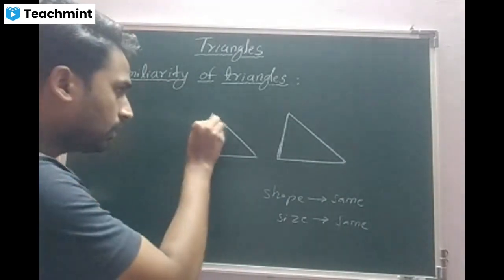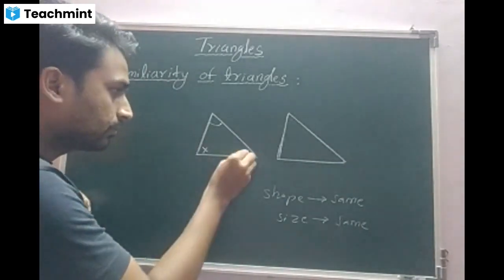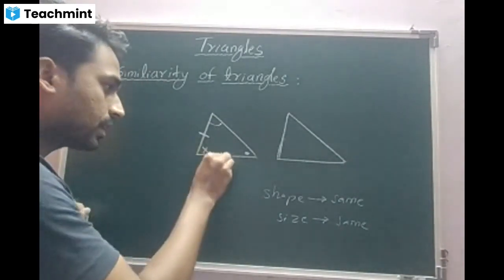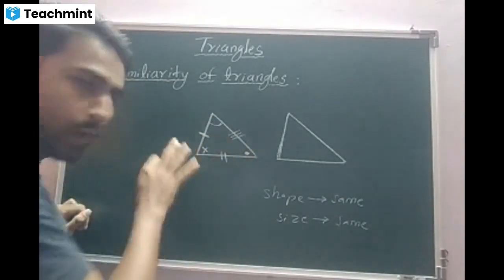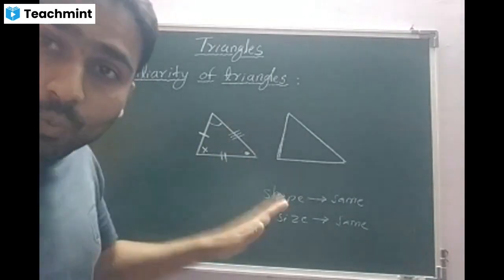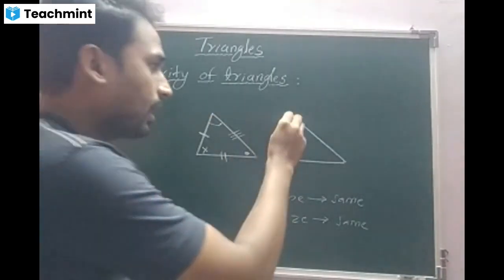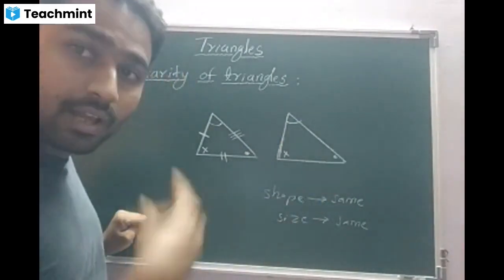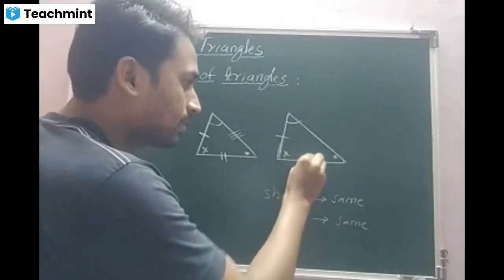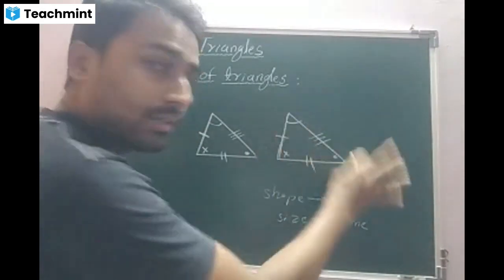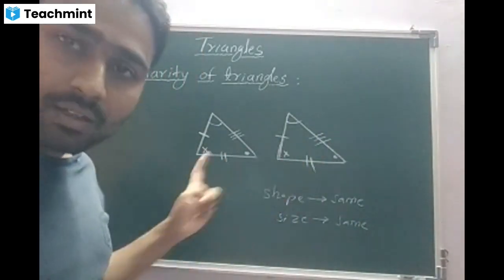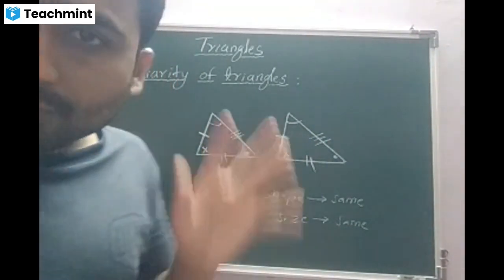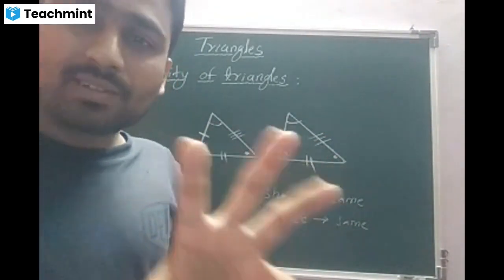If all three angles of one triangle and all three sides of one triangle are equal to the corresponding angles and corresponding sides of another triangle, then they are congruent to each other. Am I right, beta? Yes, sir. So I repeat, what is the meaning in simple words?